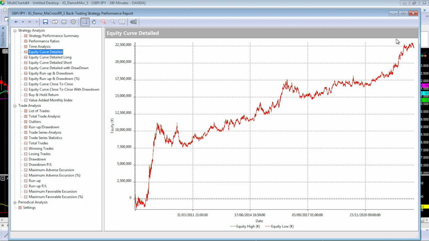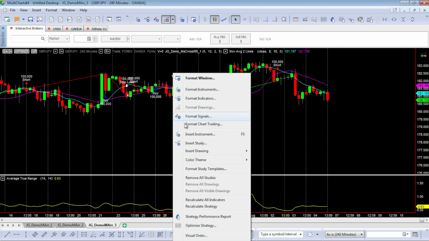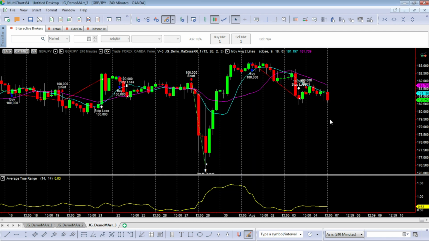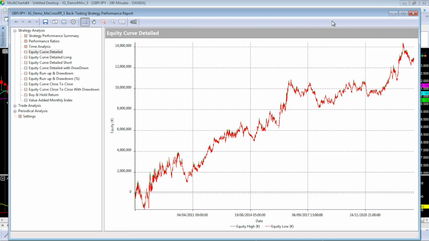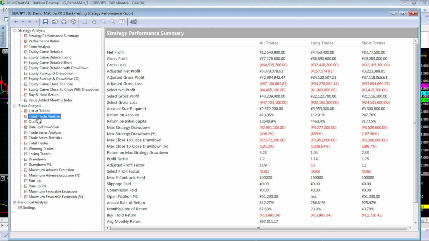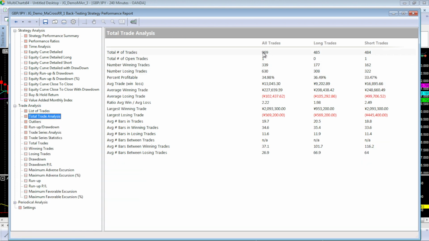But what about going longer than 9 and 18? Let's try 13 and 26. Again, for no specific reason. There's the equity curve, again, nice and stable. Making much less profit, only 12.6 million now. Less trades, look. So the longer the moving averages, the less frequently we're going to trade. Average trade 13,000, that's still going to make money after costs.